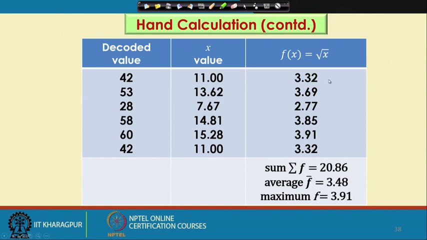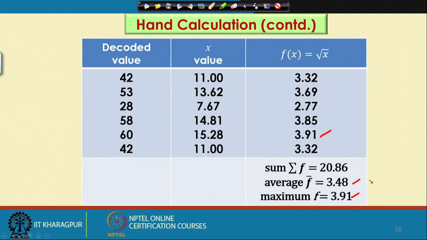And if these are the fitness values, now I can find out the sum of all the fitness values is 20.86, and the average fitness, that is the total fitness divided by 6, is 3.48. And if we search for the maximum fitness, you can find out 3.91 is found to be the maximum.